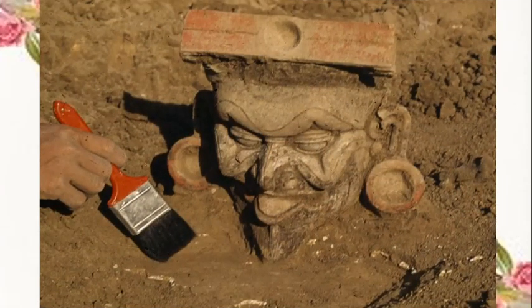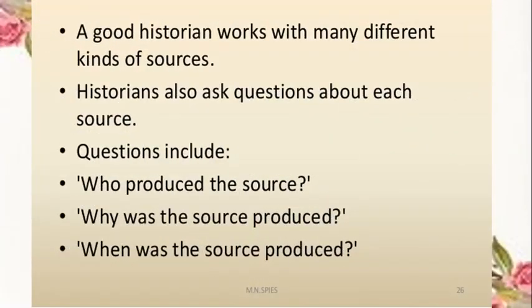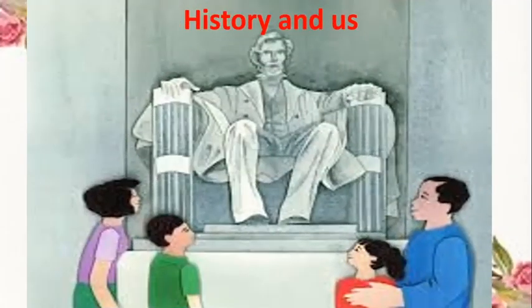When they find any object, first they try to see whether the object is real. They study the object and ask questions like who produced this, why it was produced, and when this particular source of history was produced. They ask all these questions in order to find out whether it is true history, whether it is a real source or not.